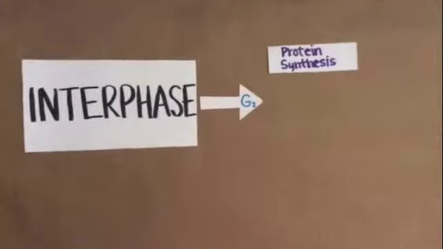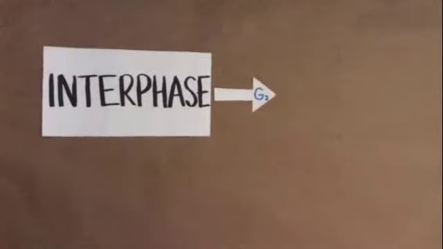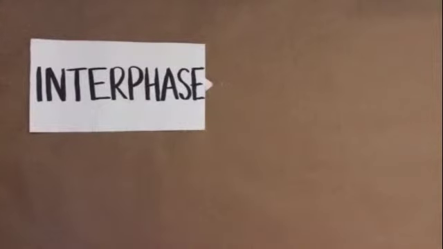In G2, the cell continues to prepare for division. Protein synthesis occurs further, and the cell checks to make sure all DNA and organelles are present.